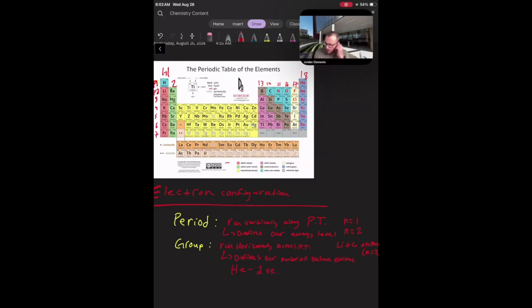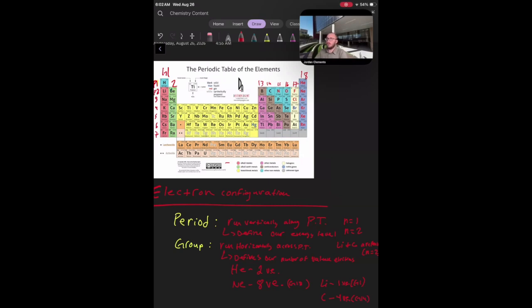But then let's look at neon. Neon is group 18. Neon is going to have 8 valence electrons. Lithium is going to have 1 valence electron, that's group 1. Carbon is going to have 4 valence electrons. That's group 14.